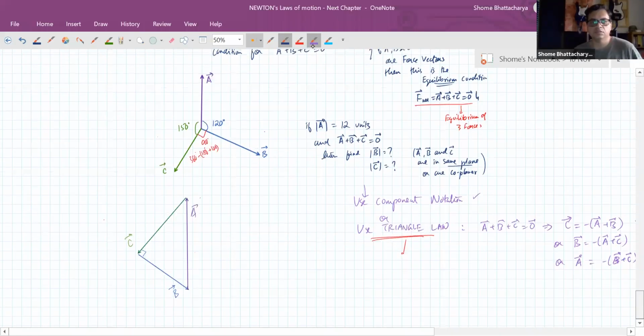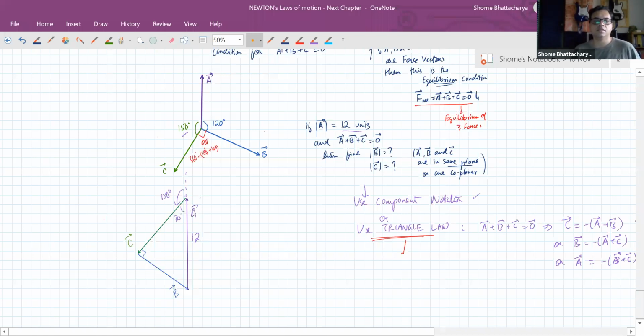Yeah, so C has to be this way. Now the given information to us is about A's magnitude, it is 12 units. Also, if you see the angle between A and C, that is this angle over here, that should be 120. That means this internal angle is 150, so this internal angle is 30. Now this is the direction of A. So this angle is the same as this, 150 degrees. So that means this is 30 degrees.